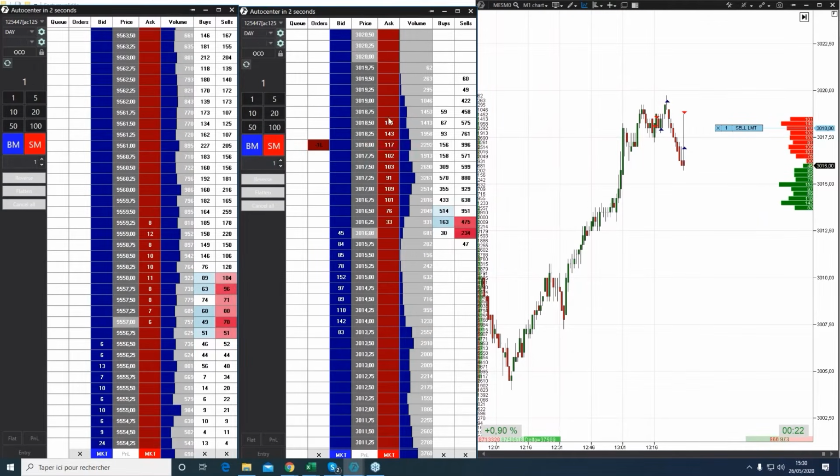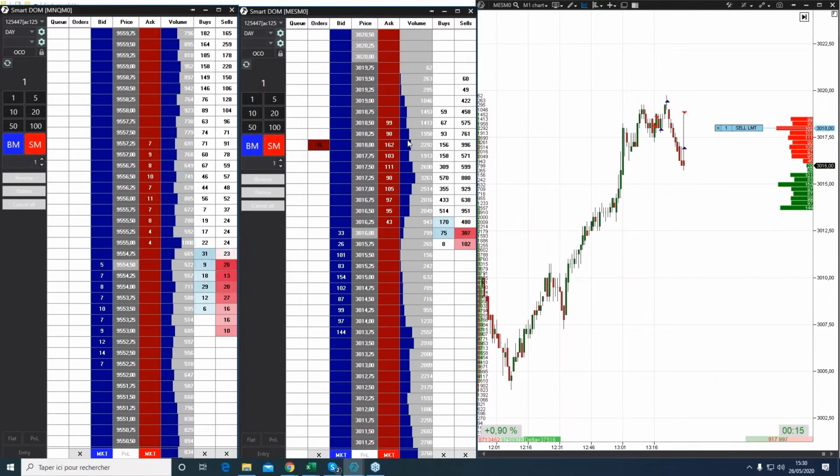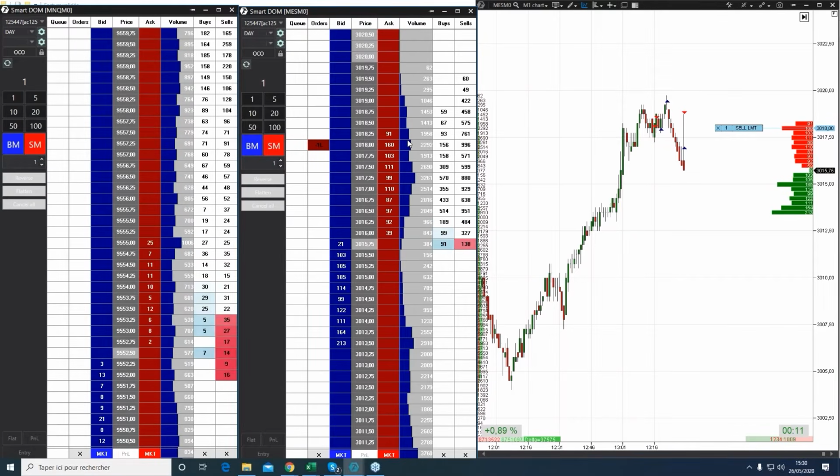Now I continue to sell on this volume. So we will keep on selling on these volumes because we can see that there are some huge sellers that are still protecting the market.